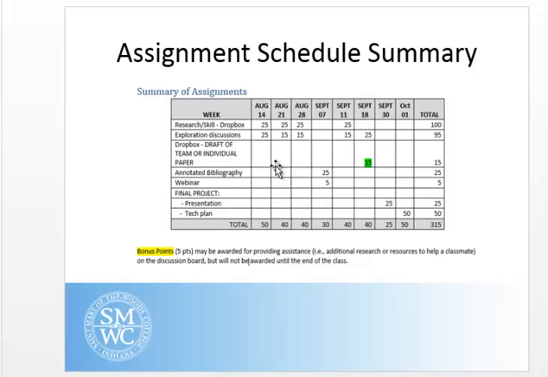You'll also see that you have a draft of the team or individual paper on the 18th of September, and that we have our final project presentation due on the 30th, with the tech plan, the written section, due on the 1st. It's not necessarily that it has to be in on the 30th. If you turn it in on the 30th by noon, I give you feedback so you can make changes. On the 1st, when you turn it in, at that point, it's going to be actually graded. So I'm giving you a little help there if you would like to get some feedback on your presentation.